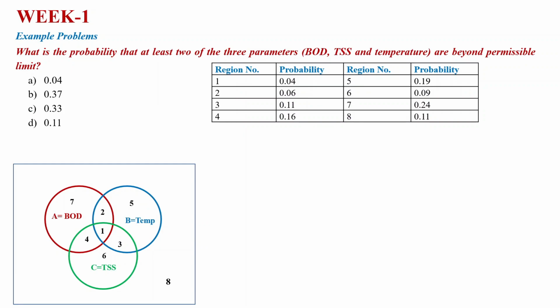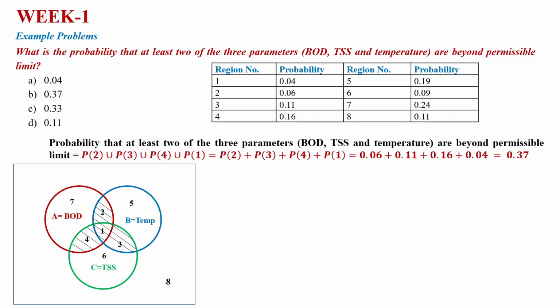The second question is, what is the probability that at least two of the three parameters, that is BOD, TSS and temperature, are beyond permissible limit? So at least two means what? Either BOD and TSS, or TSS and temperature, or temperature and BOD, or all of them together. Because it is said at least. If it said exactly two events, it would be only the pairs. But as it is asked for at least two events, we have to consider the three events together also, and it is shown by the dashed line in this figure.